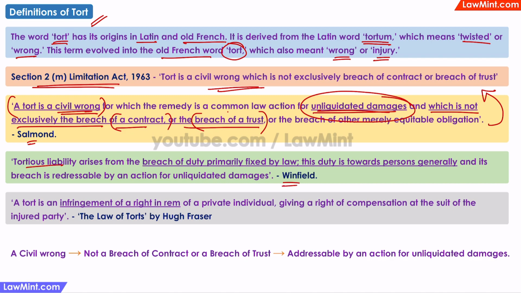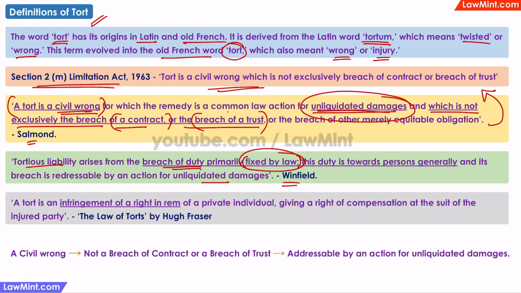Winfield said that tortious liability arises from the breach of duty primarily fixed by law. This duty is towards persons generally, and its breach is redressable by an action for unliquidated damages. This definition is important because it clarifies that every person may have a duty towards all other persons to act or not act in a specific manner, and that duty may be primarily fixed by law. And the breach of that duty leads to a tort being committed.